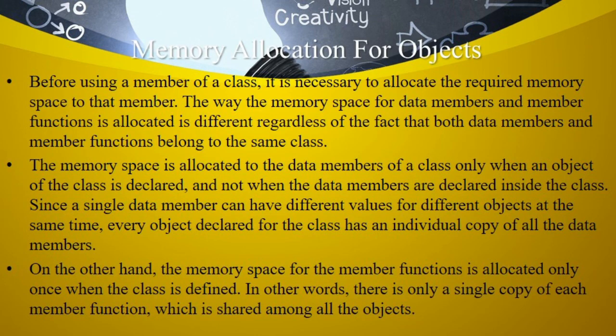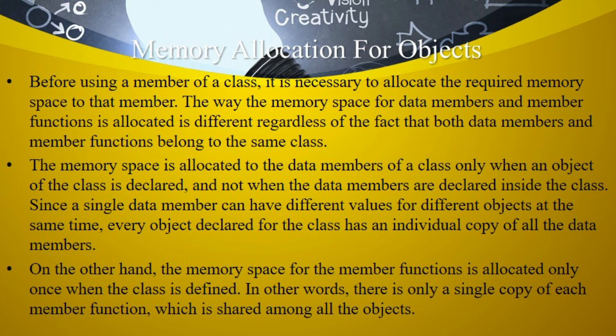Memory allocation for objects. Before using a member of a class, it is necessary to allocate the required memory space to that member. The way the memory space for data members and member functions is allocated is different, regardless of the fact that both belong to the same class. The memory space is allocated to the data members of a class only when an object of the class is declared, and not when the data members are declared inside the class.